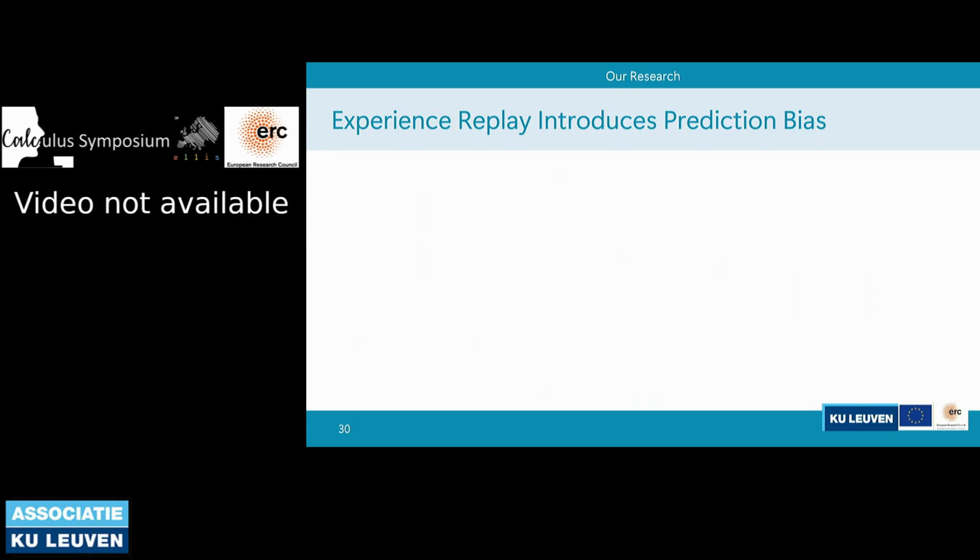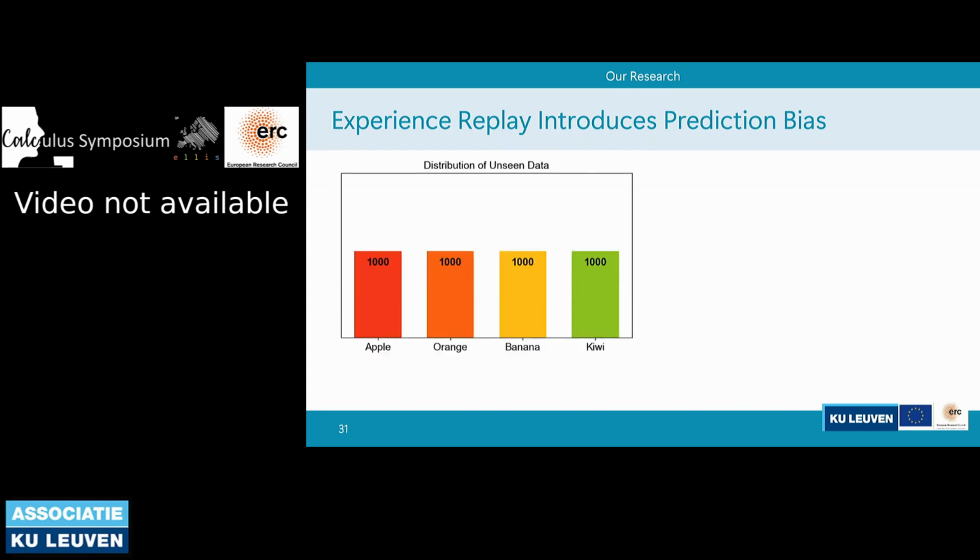Now let's move on to a different contribution. We will start by observing that when using experience replay to train a continual learning model, this learning paradigm introduces prediction bias to the model. And what do we mean by prediction bias? Let's assume that we train a model again on the 4 fruits that we saw earlier. And let's assume that we have finished the training and we want to evaluate the model on a set of unseen data. Here we have 4,000 observations, which are equally distributed among the 4 different classes.